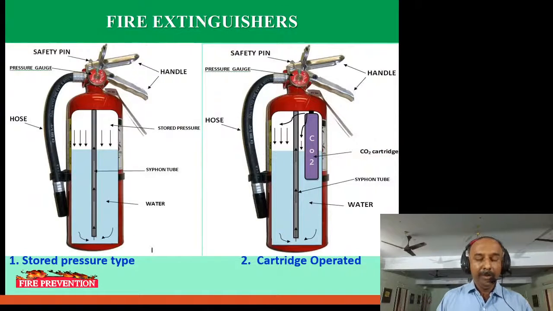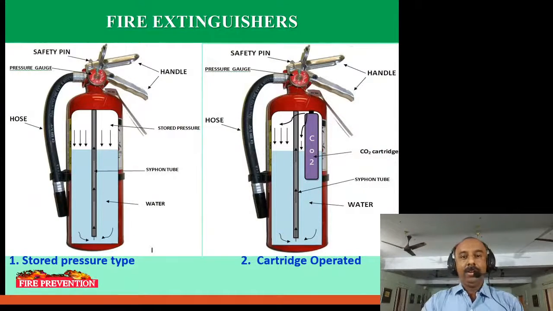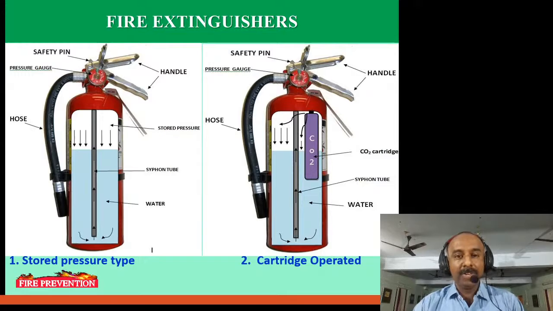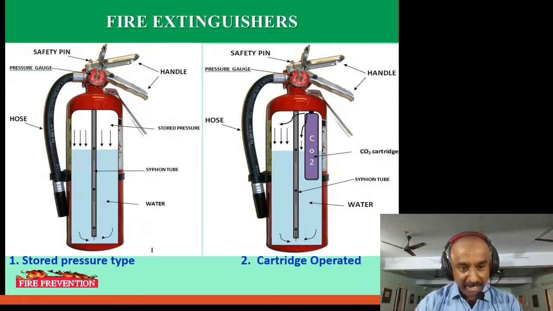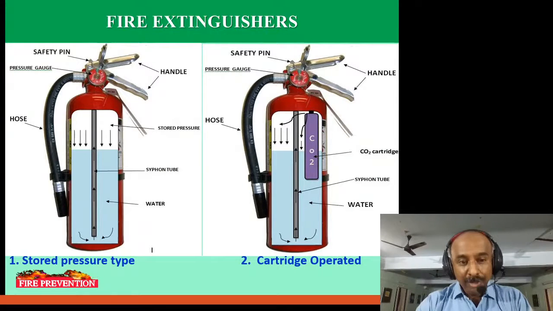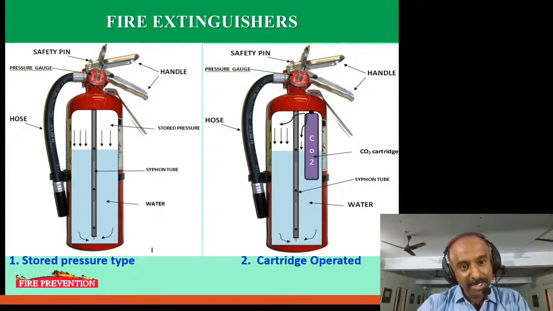Now, before you use the extinguisher, you should know the basic components of the extinguisher. There are 5 major components: cylinder, handle, safety pin, pressure gauge, and hose. The cylinder is mainly used to store the extinguishing agent under pressure. The handle is mainly used to operate the fire extinguisher. The safety pin is mainly used to lock the handle.